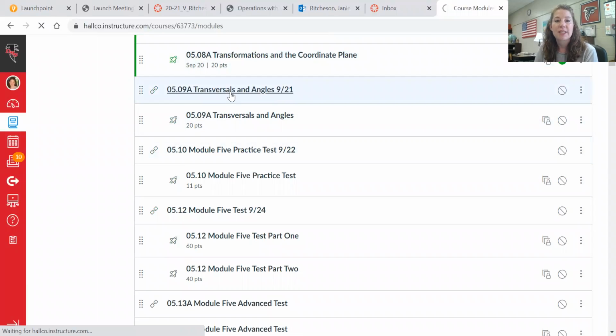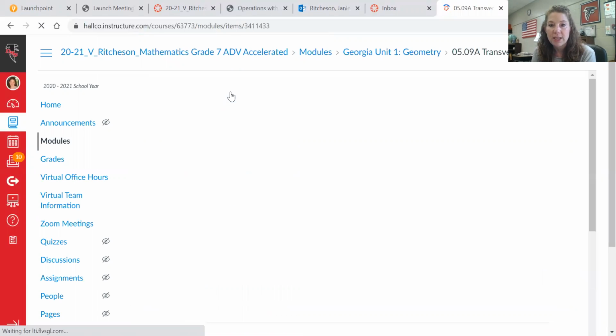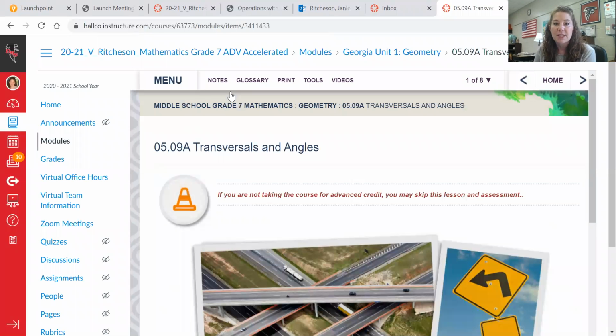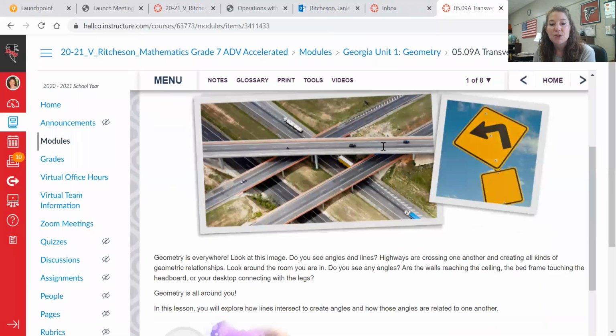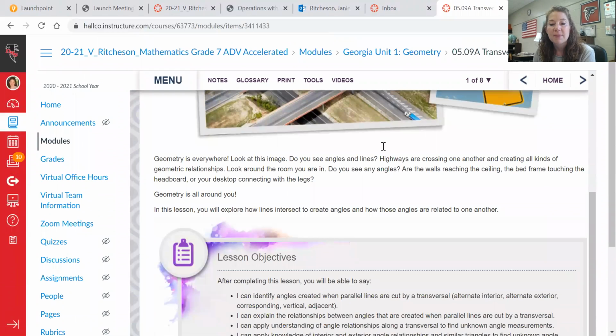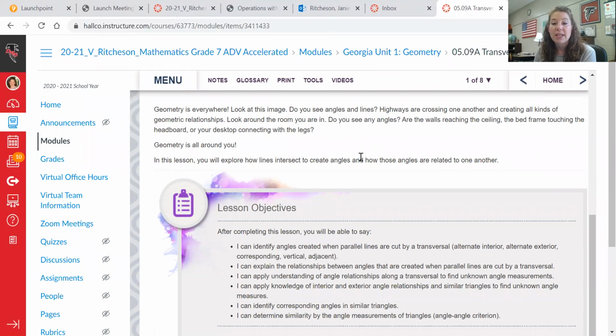All right, we're looking for transversals and angles. So you guys are going to have some vocabulary terms this week. You've already had a few, obviously, that we've been working with. But this week you're going to look at alternate interior and alternate exterior angles. You're going to look at vertical angles. You're going to look at angles that are adjacent. That means they're next to each other.